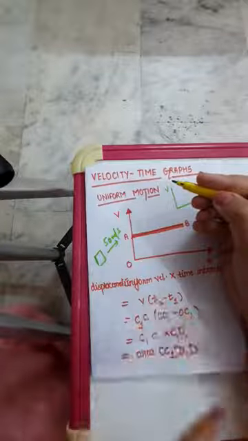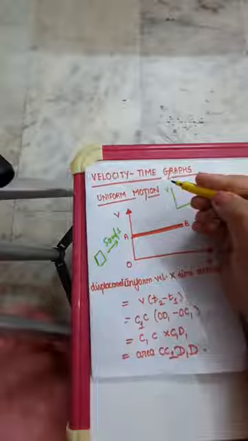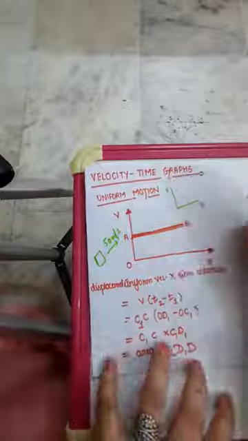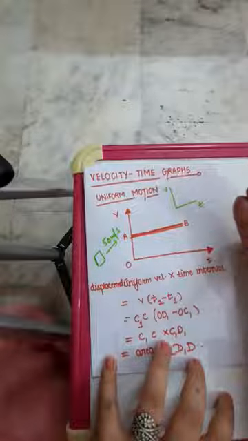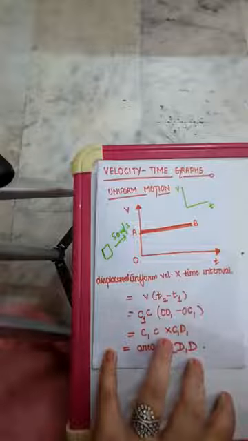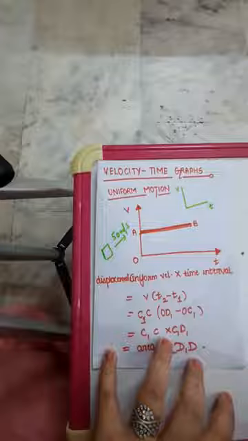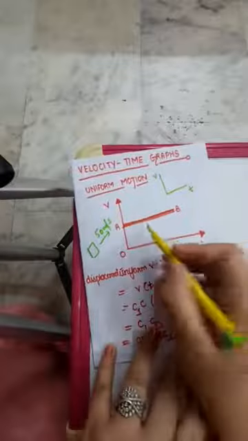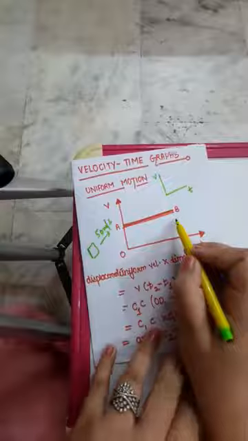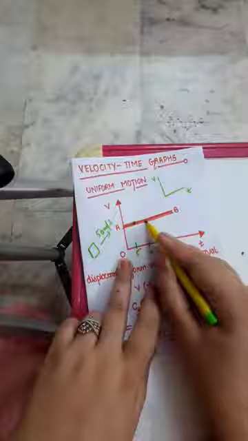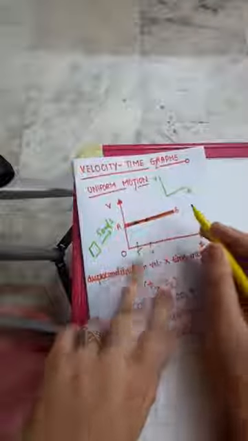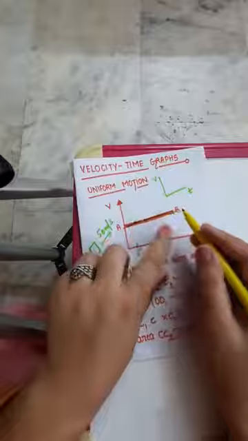Even after 10 seconds have passed, the object will be moving with the same velocity, 50 meters per second. If the time shows the value 20 seconds, even after 20 seconds, the object has the same velocity, that is 50 meters per second. So in this case, the graph will acquire a shape like this, because after 5 seconds it is still the same, after 10 seconds it is still the same. When you join these points, you get a straight line which is parallel to the time axis. The graph will be like this for uniform motion.